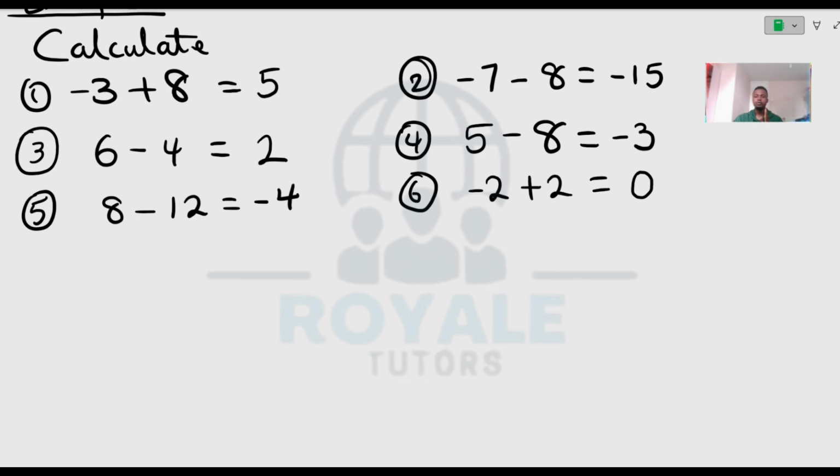In number 4, 5 minus 8 equals minus 3. It means that we have 5, but we took out 8. That means we still have minus 3 to meet up. Then for number 5, 8 minus 12 equals minus 4 means that we have 8, we took out 12. That means we have 4 to meet up. Then number 6, minus 2 plus 2 equals 0. It means that we have 2, we took out 2, then we have nothing left. That's 0.